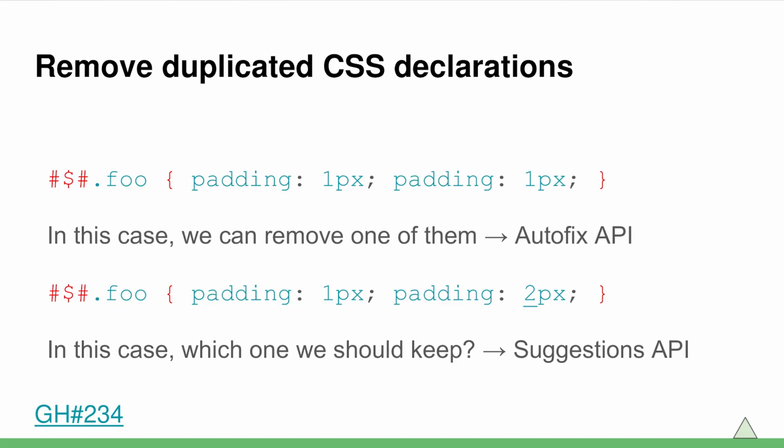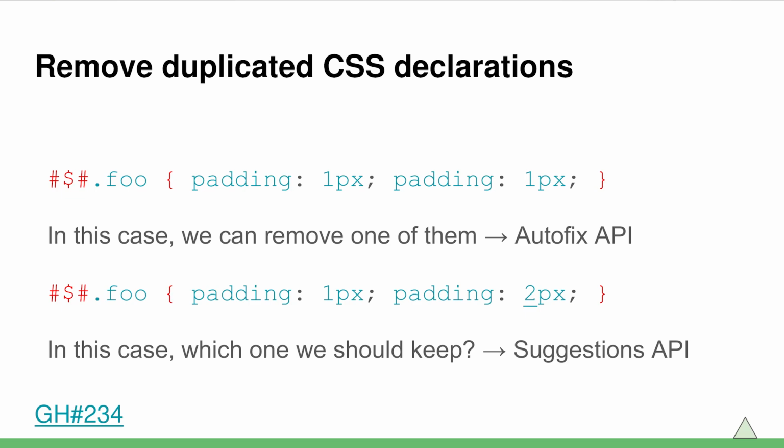This is an interesting case. In CSS styles, the same property can sometimes be written more than once. Let's think about when we can use autofix and when we can use suggestions. In the first situation, both the property and its value are exactly the same. On the slide, you might see the same line repeated twice. In this case, it is safe to remove one of them because the duplicate does not change anything, so we can use autofix.